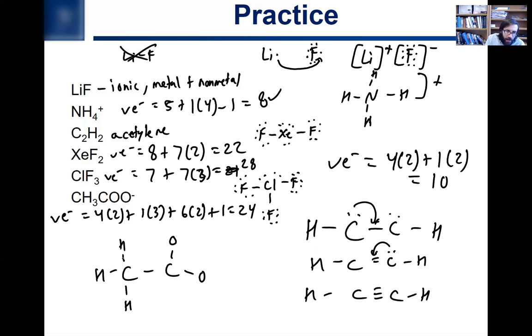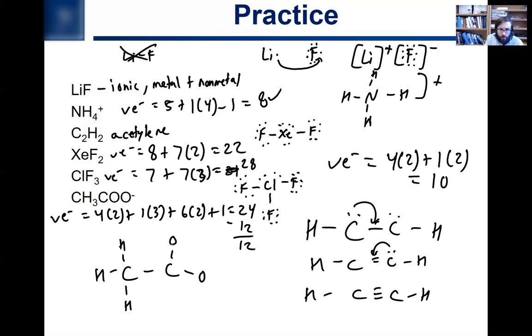Where are we? Hydrogens are happy. Oxygens and carbons. This carbon's happy. This carbon's not happy because it only has 2, 4, 6. This one's happy because it's 2, 4, 6, 8. Where are we total in terms of number of electrons down on the board right now? 2, 4, 6, 8, 10, 12. So we still have 12 more electrons to put down. We need 24 total.